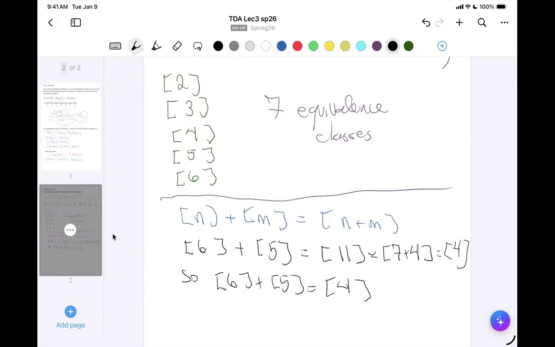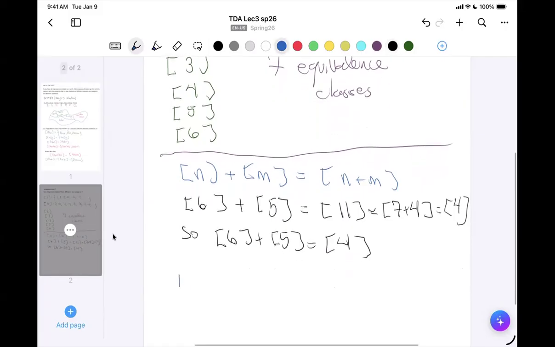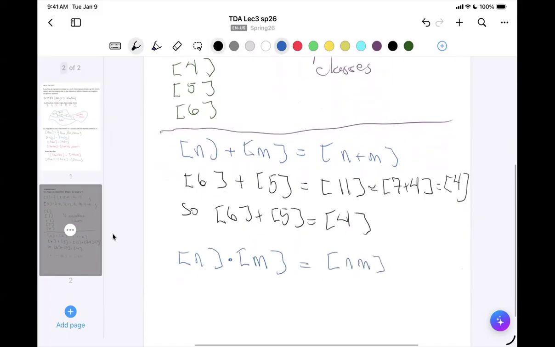And you can also multiply them that way. You can multiply two equivalence classes the same way. If you want to multiply two equivalence classes, that's just the equivalence class of the product. So for example, what would be 6 times 5 in terms of equivalence classes? It's the equivalence class of 30.